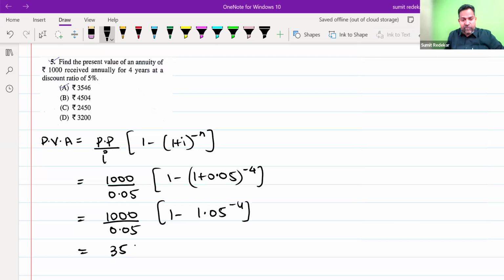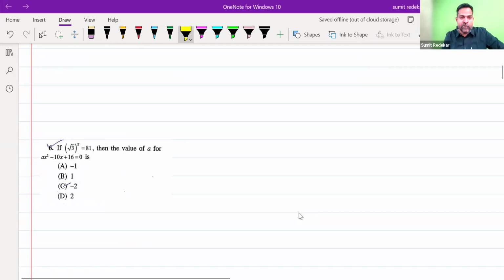3545.95. The closest you have to it is 3546. So the answer to this question is going to be 3546. That is question number 5, a pretty straightforward question.